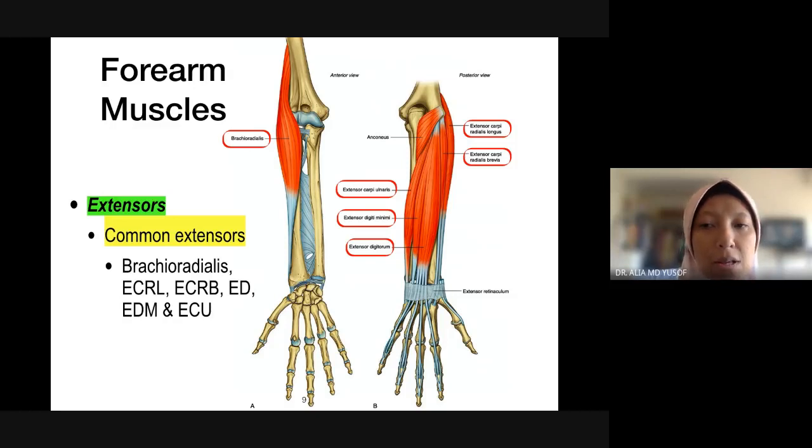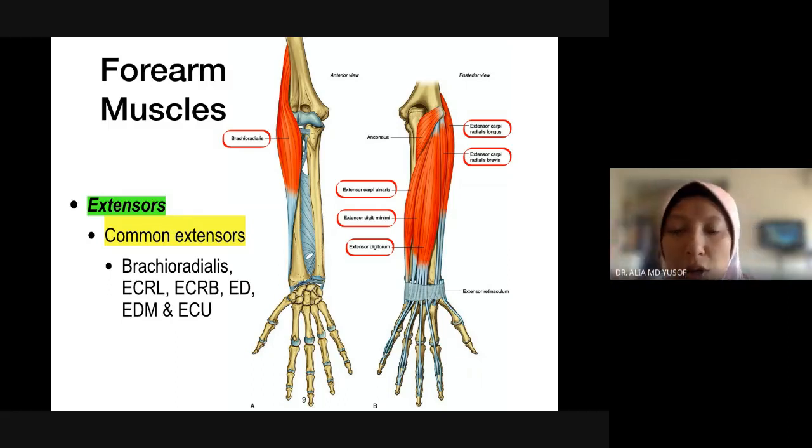Now, extensor carpi ulnaris, salah satu lagi yang last, grup yang terakhir dalam common extensor muscle, arises still again from the lateral epicondyle of humerus, and it ends itself at the base of fifth metacarpal bone. So kerja dia is to extend the wrist when they work together as common extensor, and also causes ulnar deviation. It works together with the flexor carpi ulnaris.